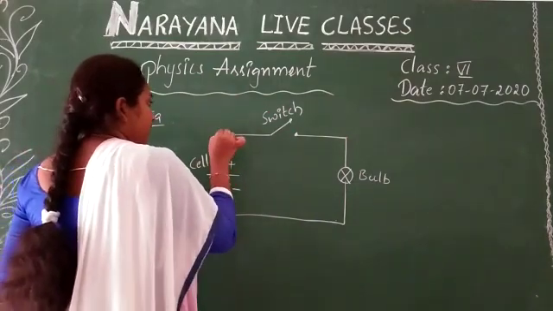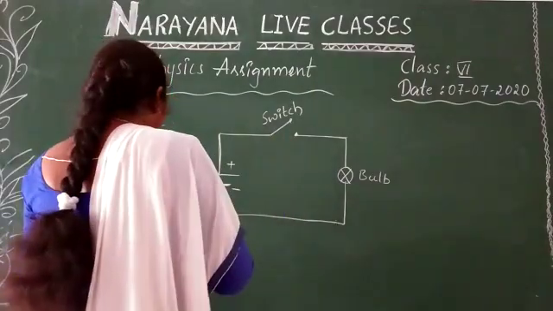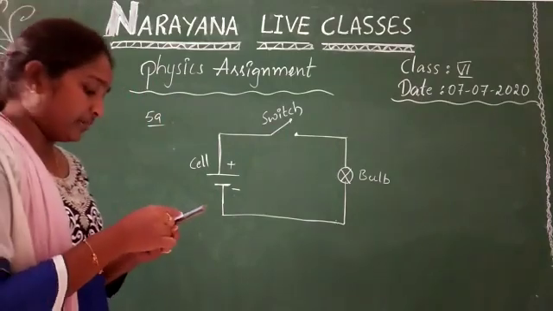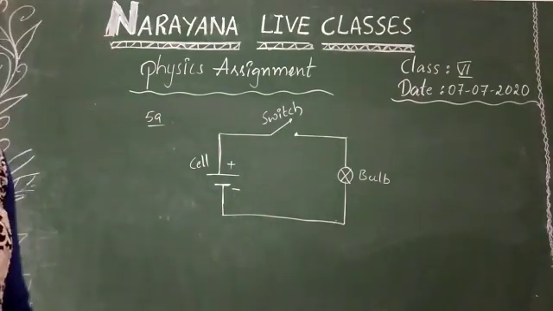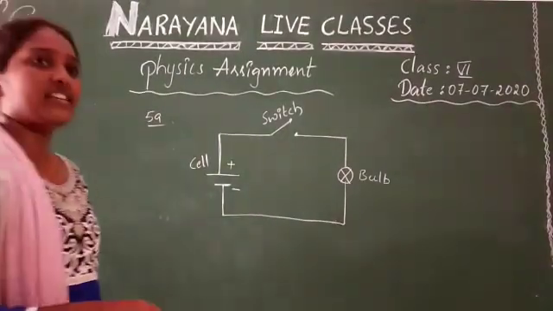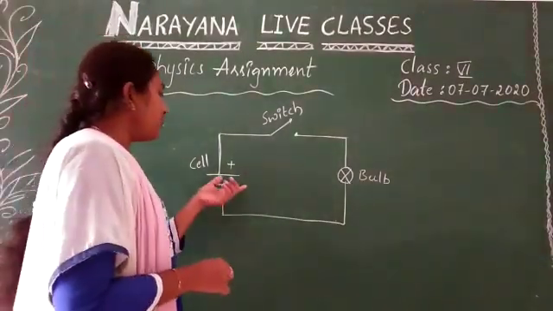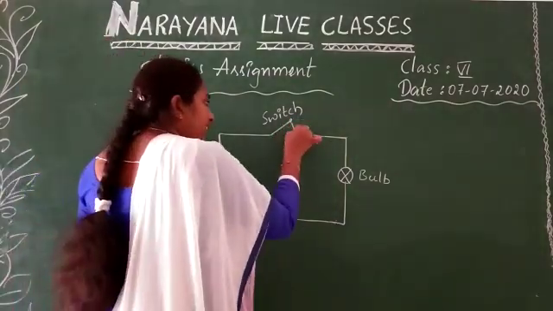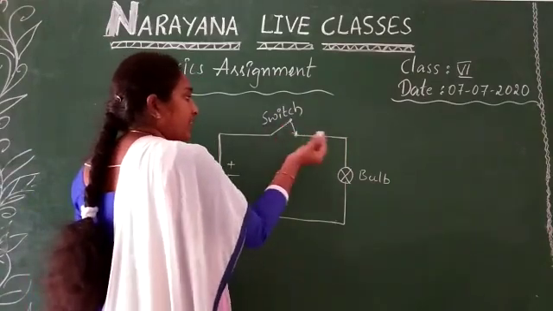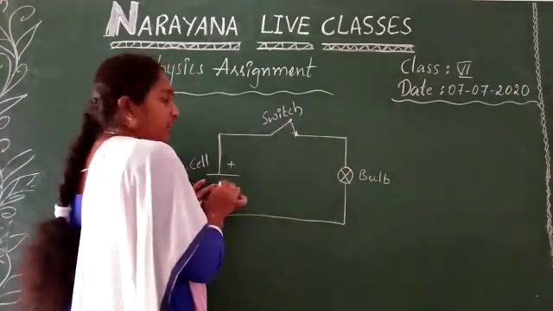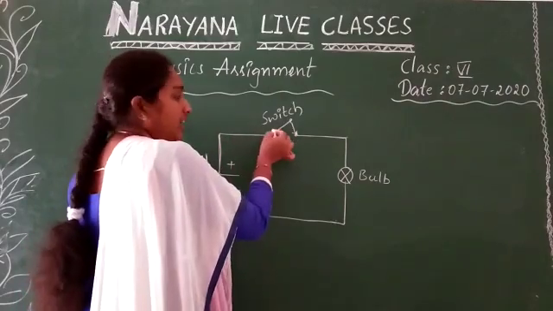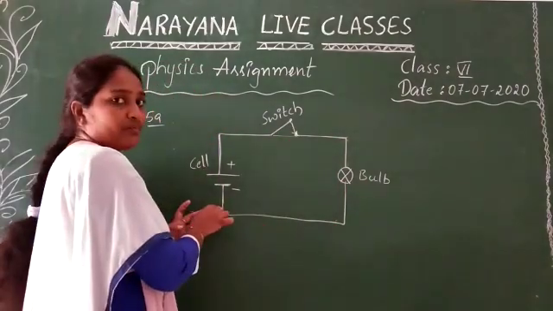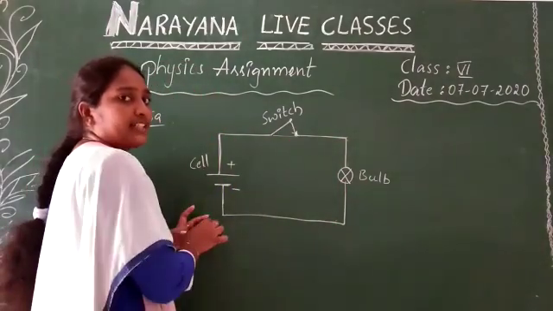Here the question is what is an electric circuit? Explain with the help of a diagram. An electric circuit is a path for electricity to flow. If we connect this, then the charge coming from the cell moves through the entire circuit. The electricity, the current, will pass through the entire circuit.